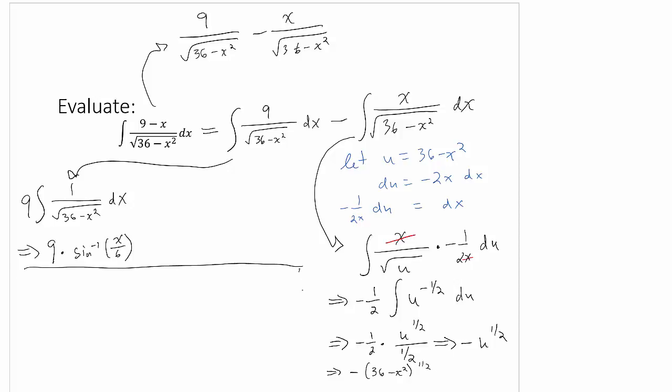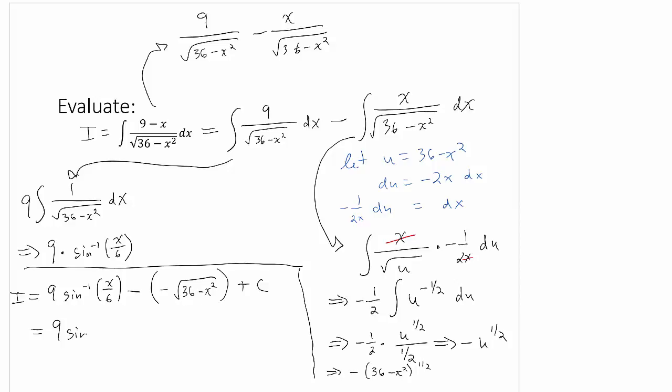All right, so putting both of those pieces together, my original integral would be equal to 9 arc sine of x over 6 minus negative, and I'm going to rewrite that 36 minus x squared to the 1/2. I'm going to put that back in radical form, square root of 36 minus x squared. And let's remember that we need a constant of integration here, and let's just clean it up a little bit. 9 arc sine x over 6 plus the square root of 36 minus x squared plus a constant.